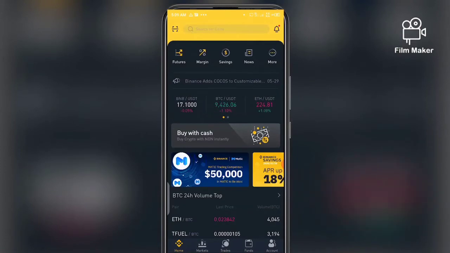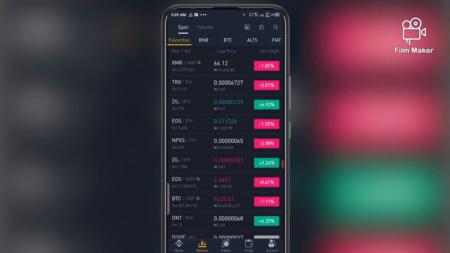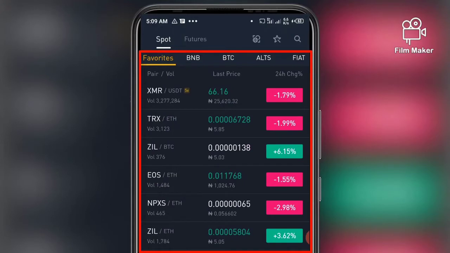If you go to the second tab, which is the markets, you'll be able to see all the markets that you can trade. So these are my favorites. I particularly pick them to always be checking them.